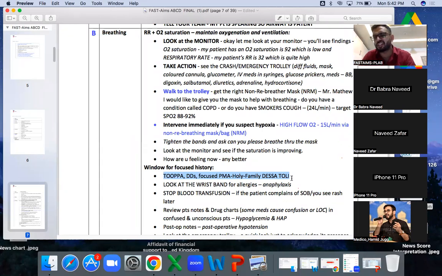This is a very detailed discussion, because in the medicine scenario I am going to make you learn why it is important, and why we are not doing Socrates and Audipara. Instead, we are doing TOPA, PMA, Holly, family, because this is the sequence of the questions you need to ask. The sequence is not disturbed. We are going to learn that.